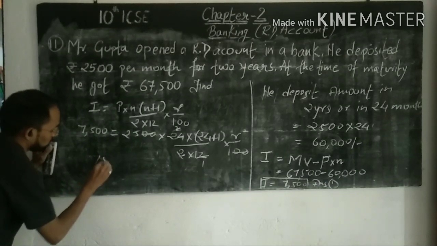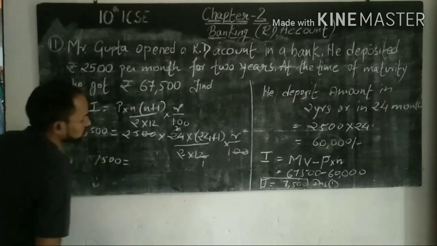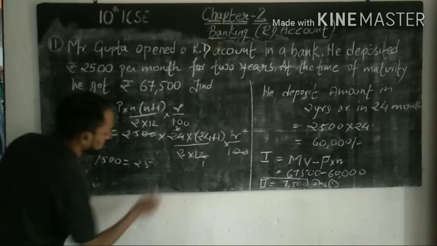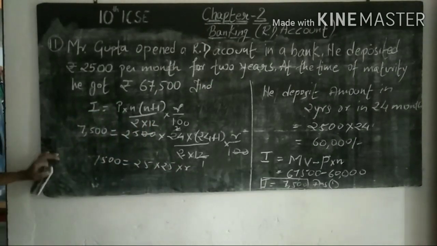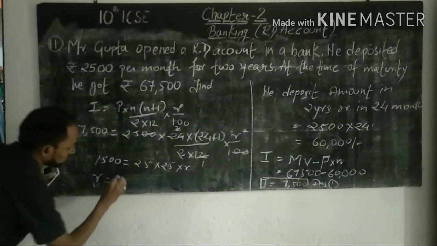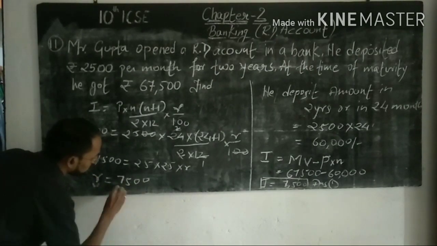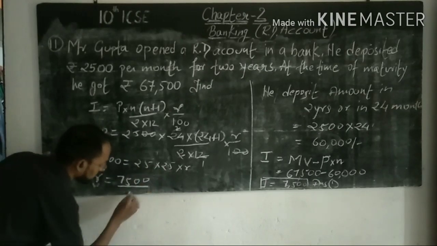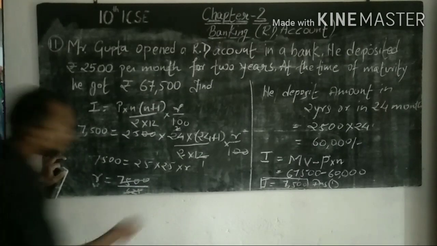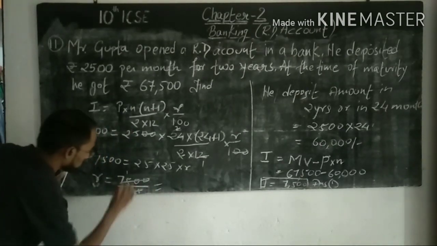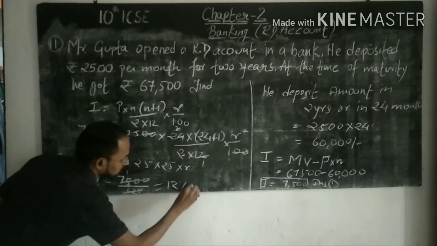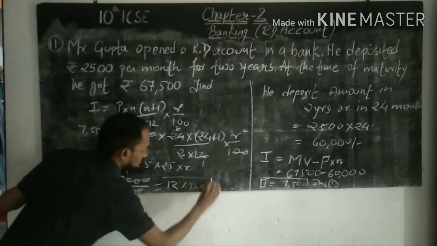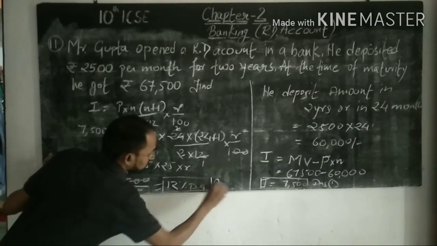So 7500 equals 25 into 25 into R. So the value of R equals 7500 divided by 25 into 25, which is 625. On cancelling, we obtain the value 12% per annum, which is the answer of the second part of the question.